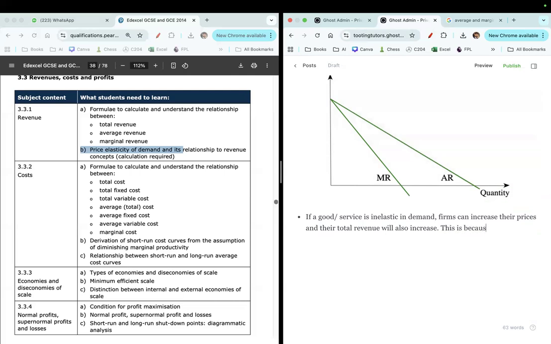This is because if price goes up by say 10%, demand will fall by less than 10%.